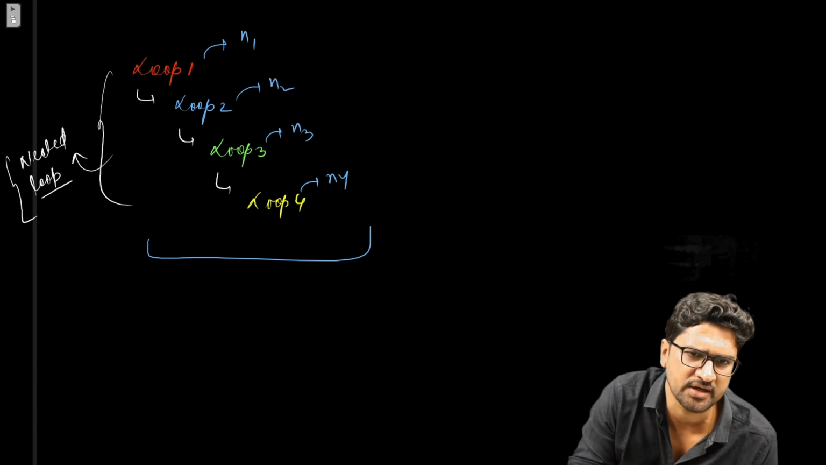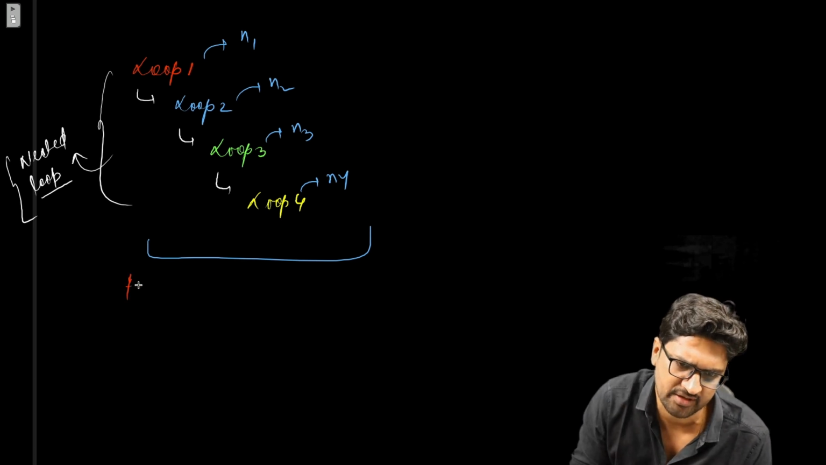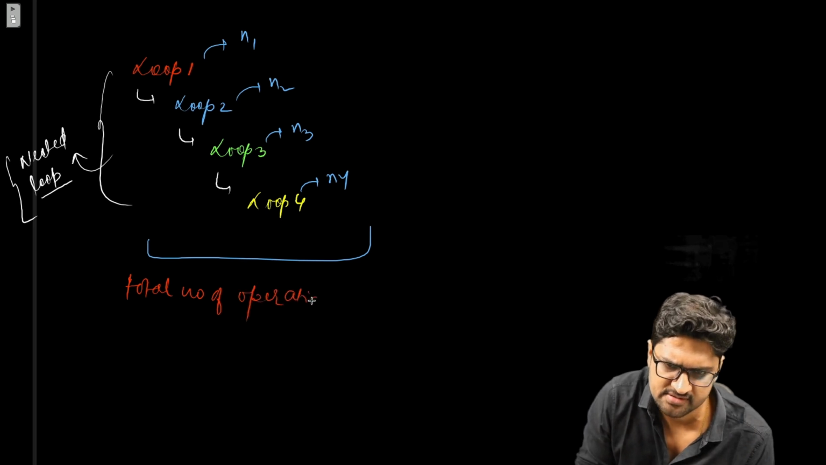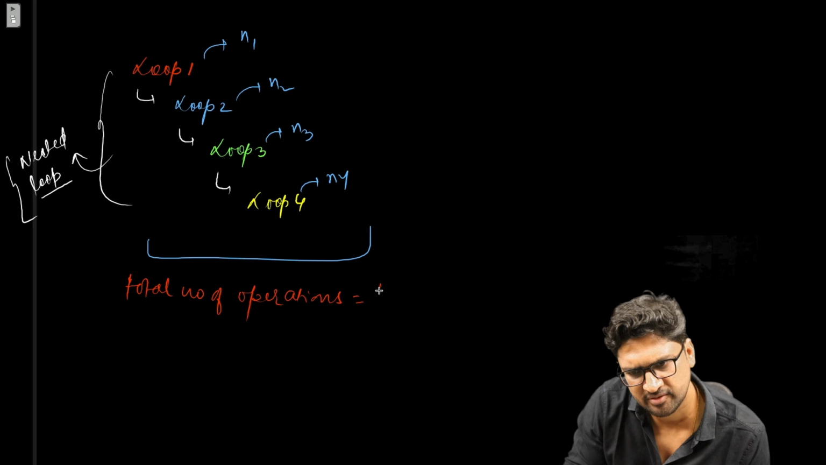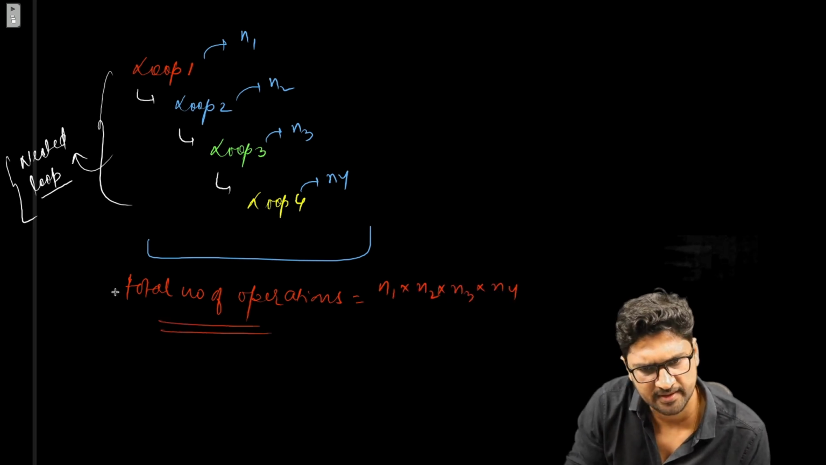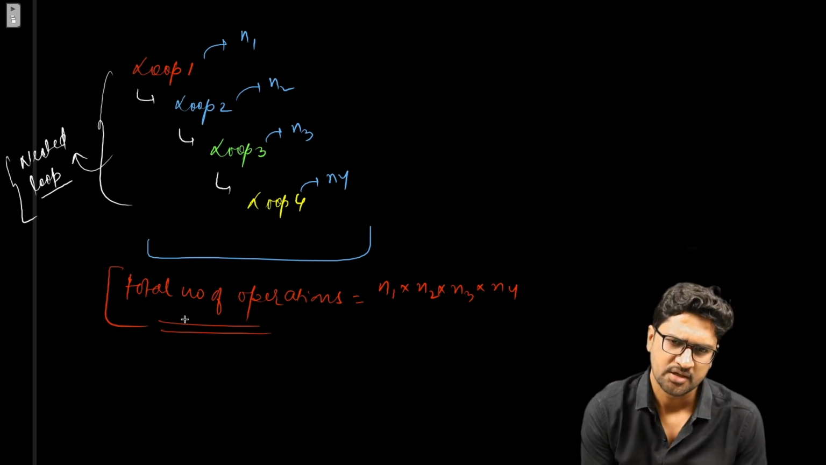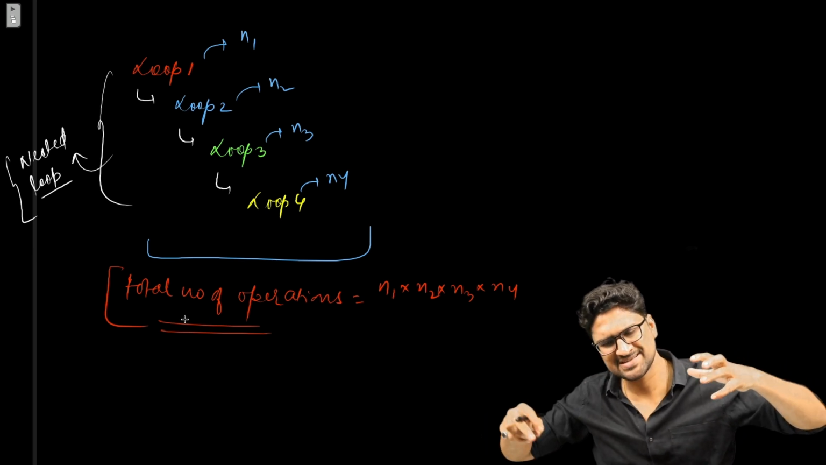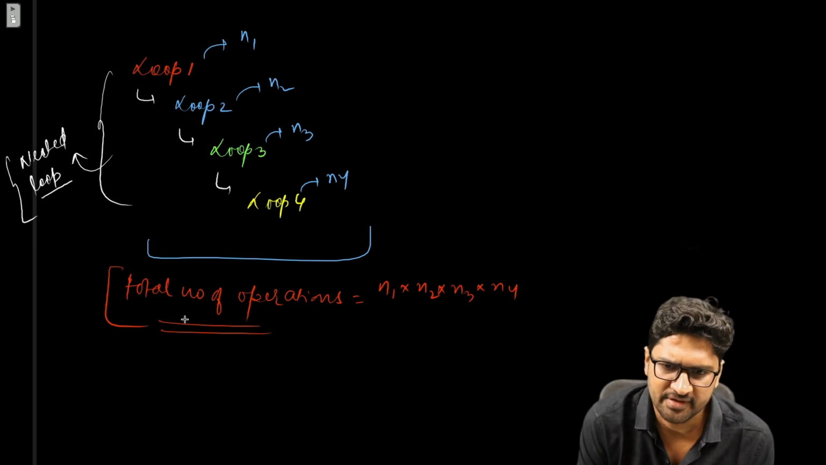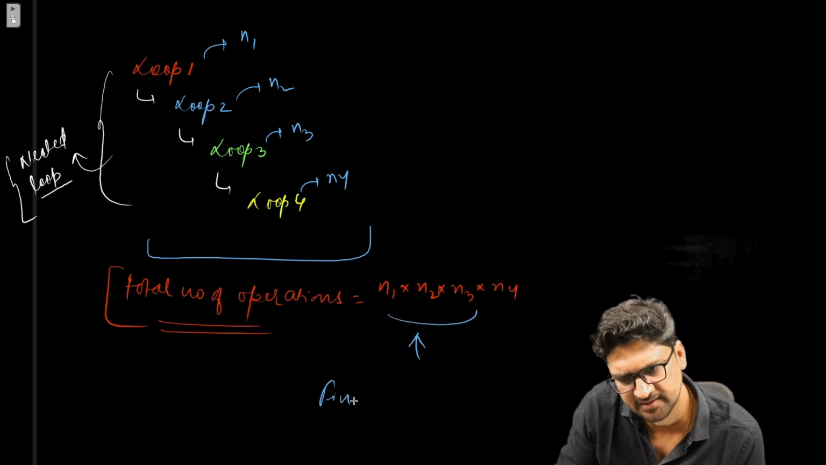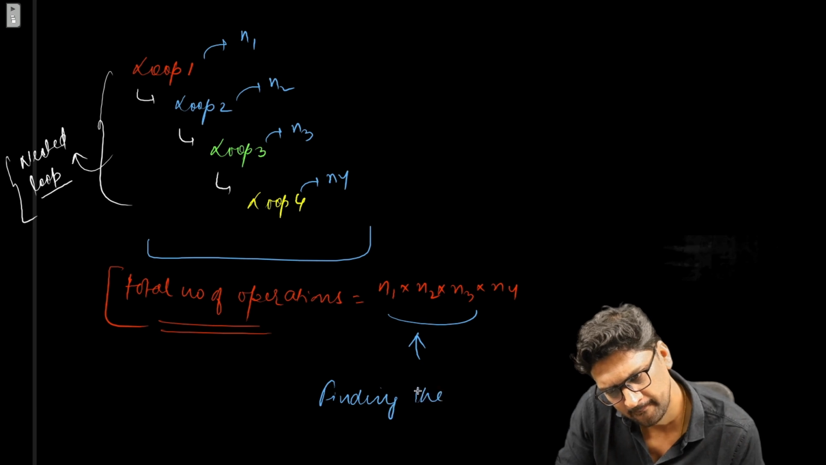So effectively, the total number of operations will be equal to how many times? It will be equal to n1 into n2 into n3 into n4. This is how the total number of operations will look, right? So whenever you have nested things, the number of operations gets multiplied. Fair enough. So this is the number of operations that we will use for finding the time complexity.